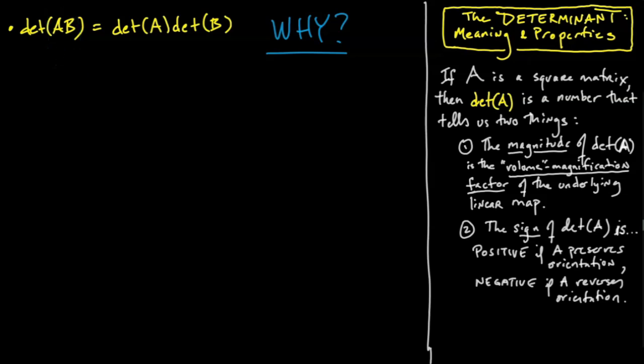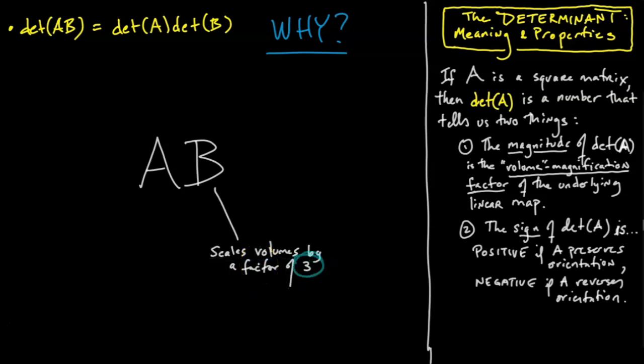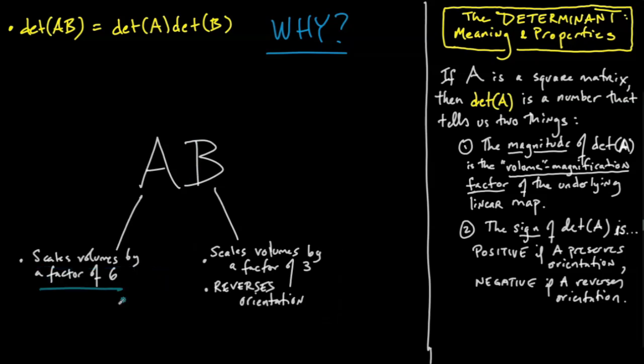As you learned back in chapter 3, matrix multiplication corresponds to function composition, the composition of the linear maps that these matrices represent. But just think of an example, and this will be almost obvious. Let's suppose that A and B are two square matrices of the same size, maybe 3 by 3 matrices, and that matrix B scales volumes by a factor of 3 and reverses orientation. Who knows what it does precisely, but let's just suppose these are the two things that are involved in the determinant. And then let's suppose matrix A scales volumes by a factor of 6, and it also reverses orientation.